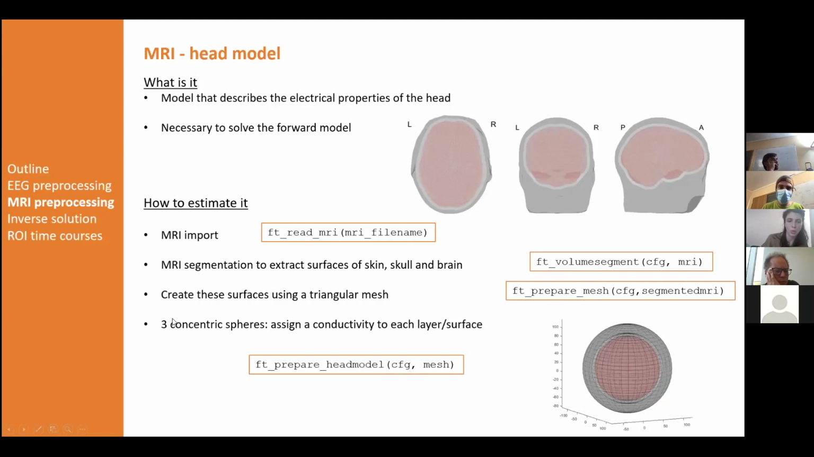And then we use a head model made of 3 concentric spheres. Basically, one single sphere is fitted on these 3 layers to define the common centers. Then starting from these centers, 3 concentric spheres are fitted on the 3 different tissues, so on the brain, on the skull, and on the scalp. And this can be done with ft_prepare_headmodel. Here in the corner, you see a plot of the 3 concentric spheres, with the 3 different values of conductivity for each layer.